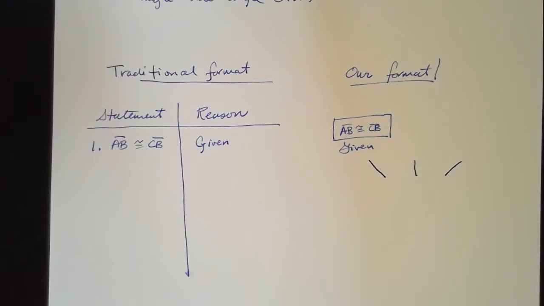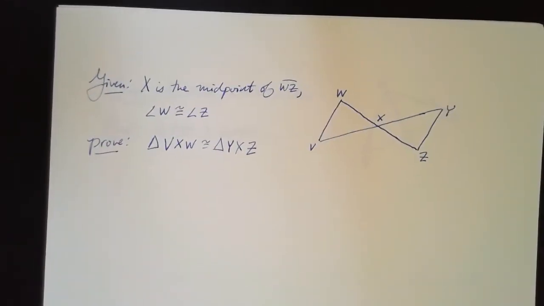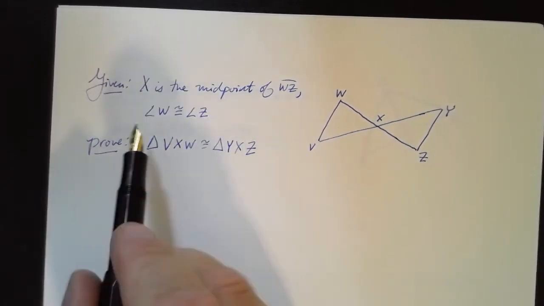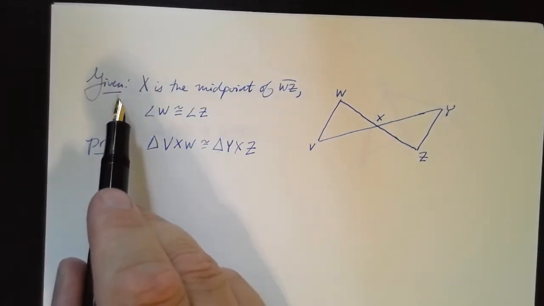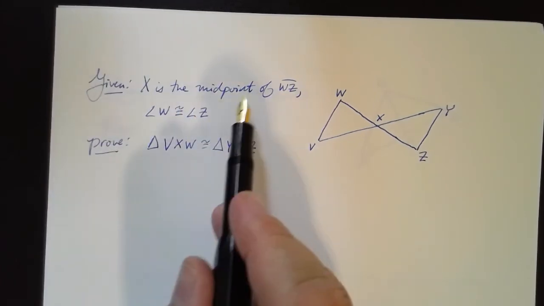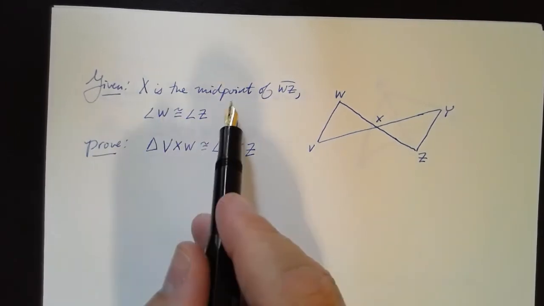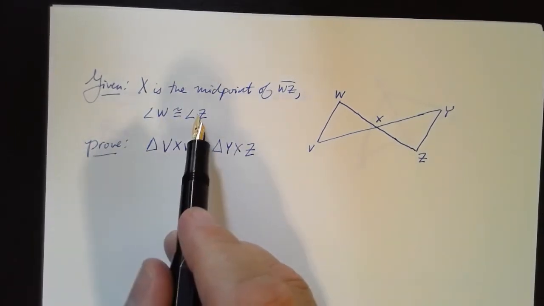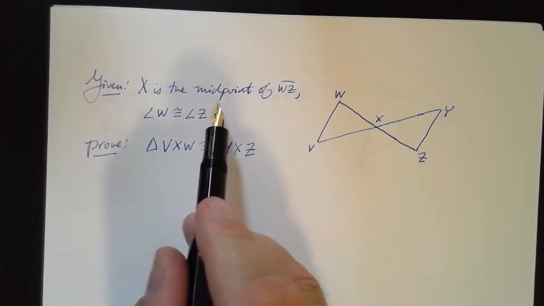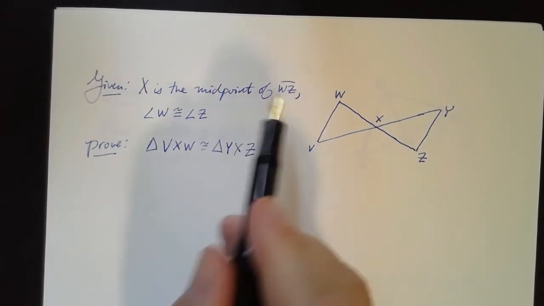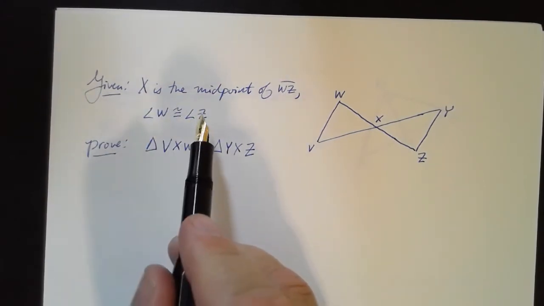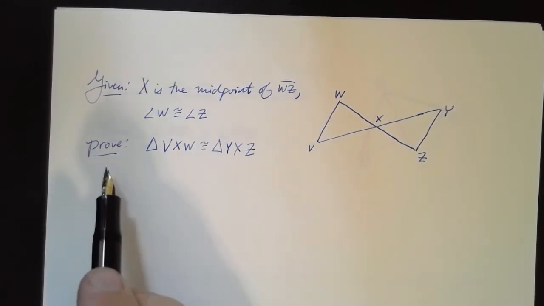So let's look at a couple of proofs, what they look like. Here's our first one. In our proofs, you'll have 3 things. You'll have a given statement, which is information that you are given about the diagram. So here we are given X is the midpoint of WZ, and we're given angle W is congruent to angle Z. And then you have a statement of what you're trying to prove.